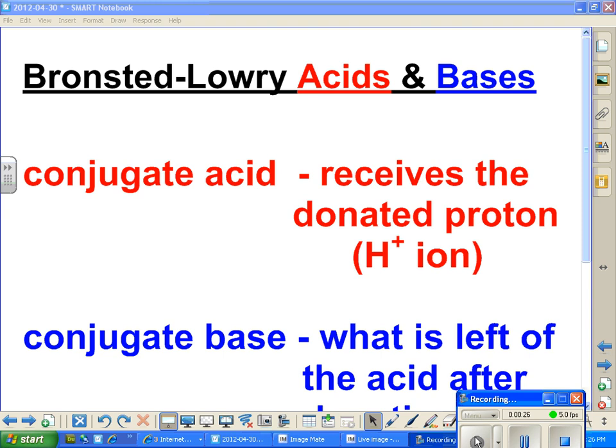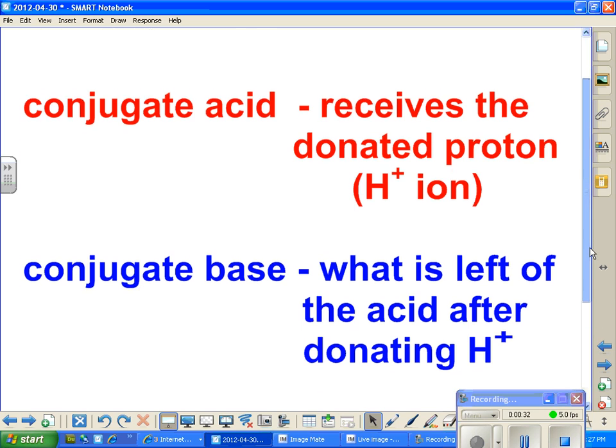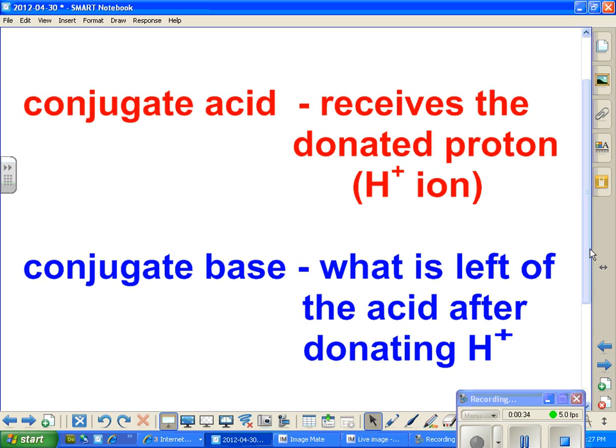Now, again, Bronsted-Lowry acids and bases. The conjugate acid and the conjugate base have very specific meanings. And so what you should do right now is stop the recording and actually write down these definitions.